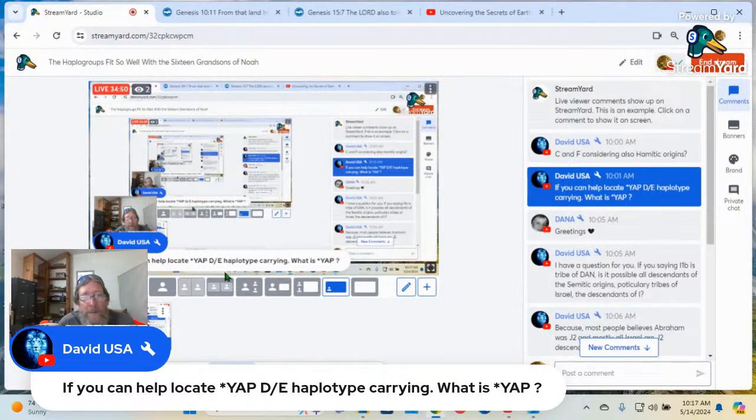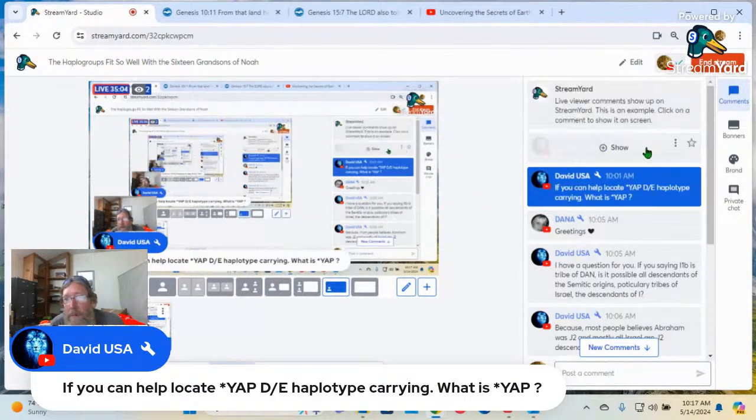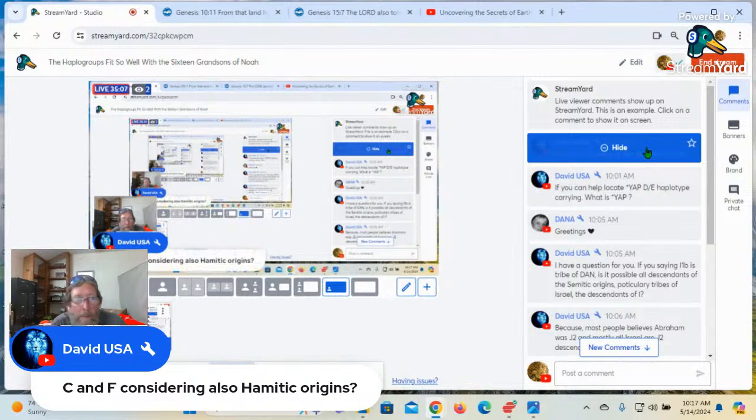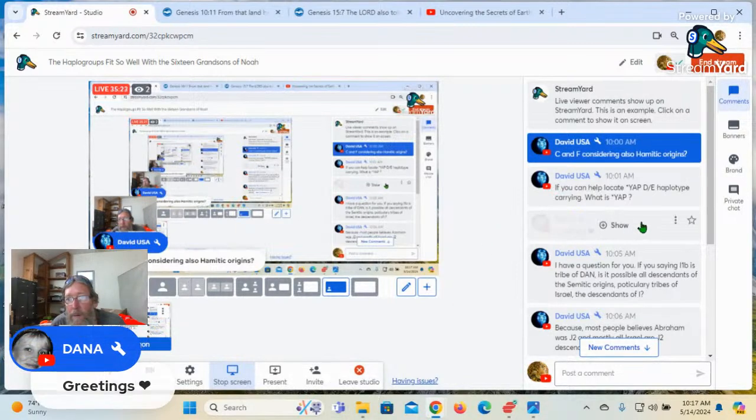Now they're trying to use this and say it's out of Africa, but it's not out of Africa. All it is is that both lineages have the same common ancestor. Okay, C and F. Considering also Hamitic origins, F is not Hamitic. F is Semitic. It belongs to a totally separate group, as we could see if we look at some more charts.